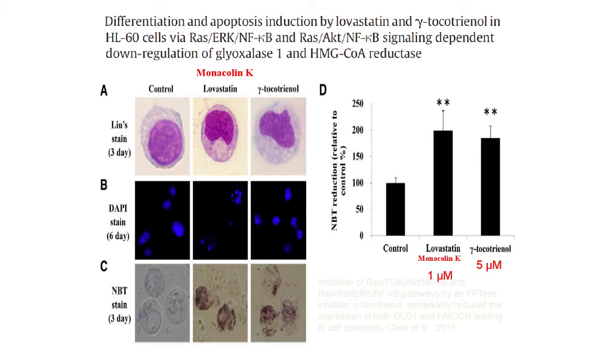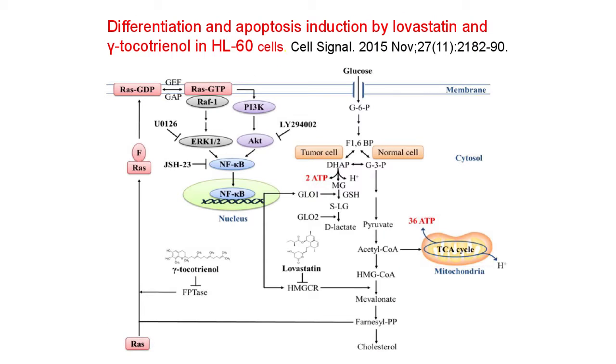So this is the first step. It's a combination of two different natural products. Tocotrienol inhibits the key enzyme, stopping the RAS protein translocation onto lipid rafts, and the statin compound inhibits this enzyme, reducing the cholesterol. Normal cells have 36 ATP. Cancer cells generate only 2 ATP, so they need a lot of glucose.